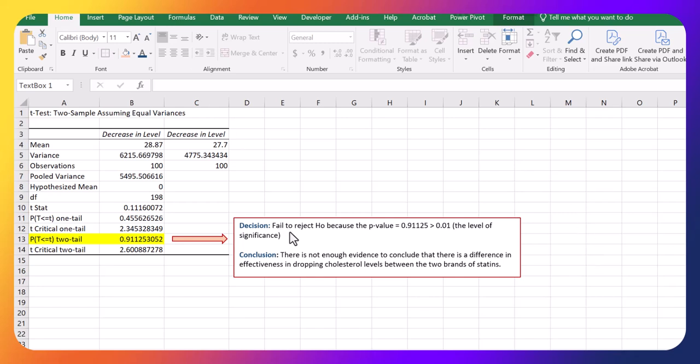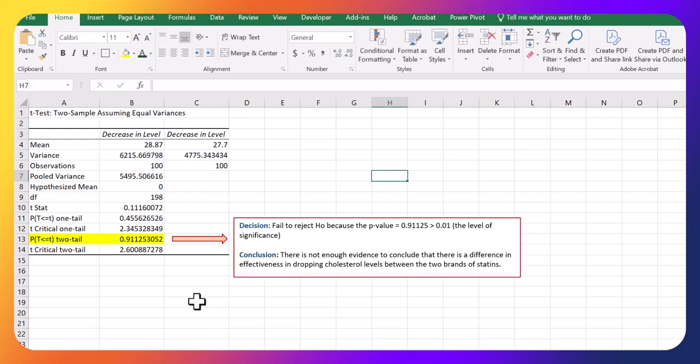Okay, so here we go. Decision. Because this p-value is way larger than the 1% cutoff, which is our level of significance, we fail to reject H-naught. Okay, conclusion. There is not enough evidence to conclude that there is a difference in the effectiveness in dropping cholesterol levels between the two brands of statins. That would be what you would hope as well. That they're both going to help you, hopefully.